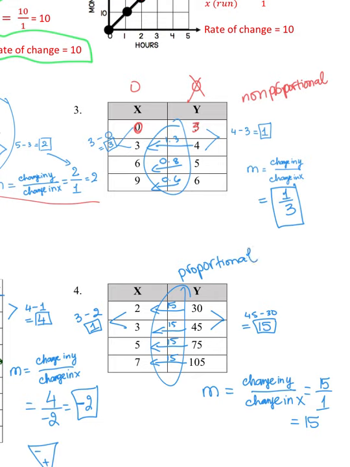And as you can see, it's 7, 5, 3, 2. Do you know what next? If it's 1, it will be 15. And if it's 0, it will be 0. So 0, 0 is proportional.